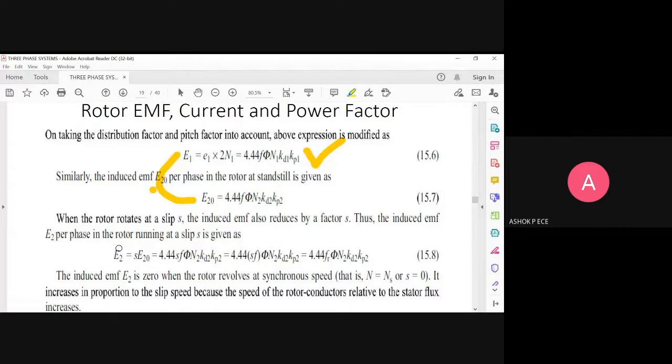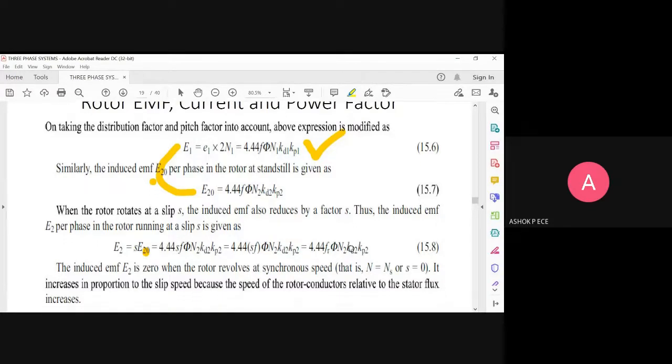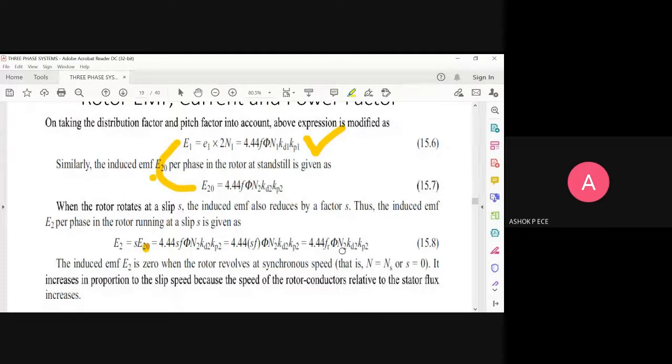So running condition means E2. I know E2 naught is for the motor at standstill. So for finding E2, you have to multiply E2 naught by S. So E2 is S into E2 naught. Substituting for E2 naught, 4.44 S f φ N2 KD2 KP2. And I'm grouping the S into f and calling it the frequency fr. The fr is going to be the new frequency. So when the rotor is rotating, the new frequency fr is given by S into f.